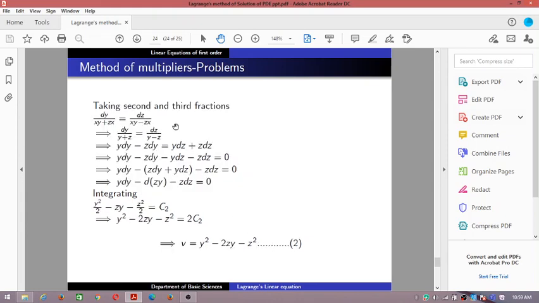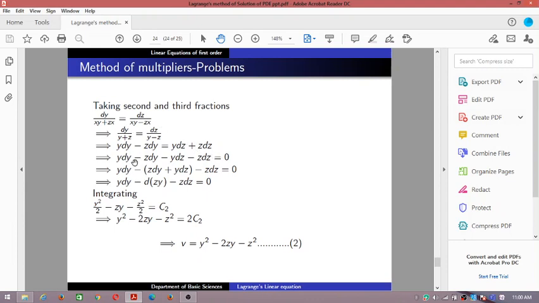Now in the second part, it is not easy to identify the multipliers, but if we take the second and third fractions, we have dy by x into (y plus z) equal to dz by x into (y minus z). If we multiply throughout by x, we will get dy by (y plus z) equal to dz by (y minus z). Now there is no term of x, only the terms of y and z. We cross multiply and open the bracket. That is, (y minus z) dy becomes y dy minus z dy, equal to (y plus z) dz, which becomes y dz plus z dz.